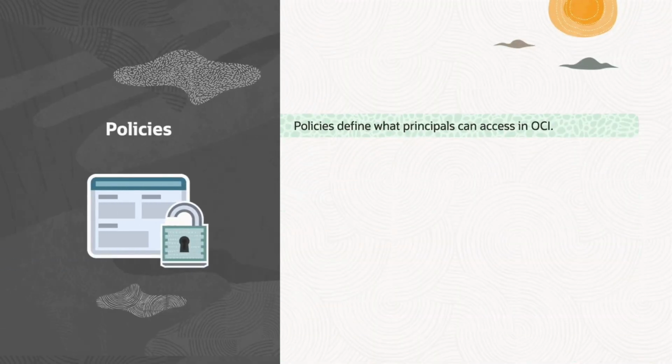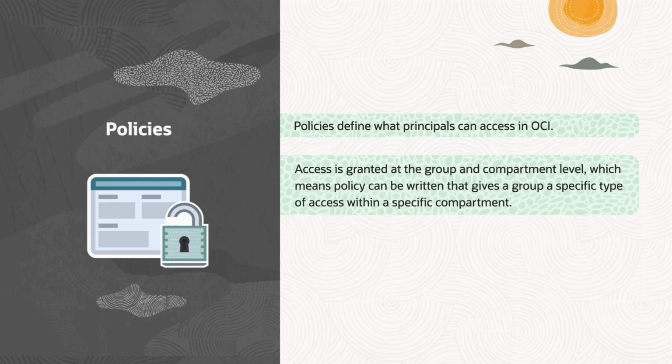Policies define what principals, like users and resources, have access to in OCI. Access is granted at the group and the compartment level, which means you can write a policy that gives a group a specific type of access within a specific compartment.